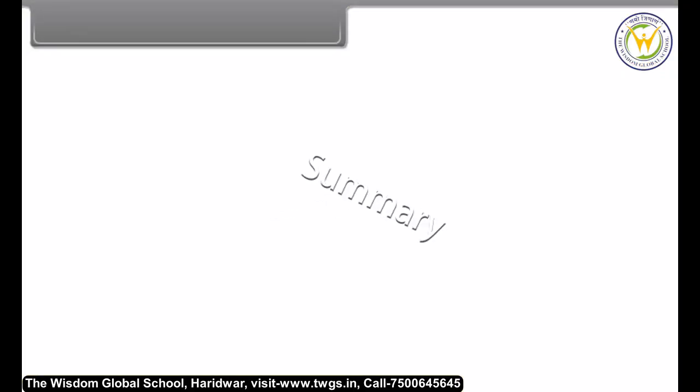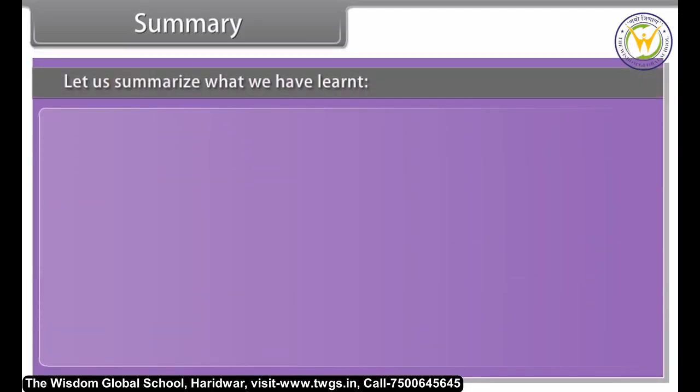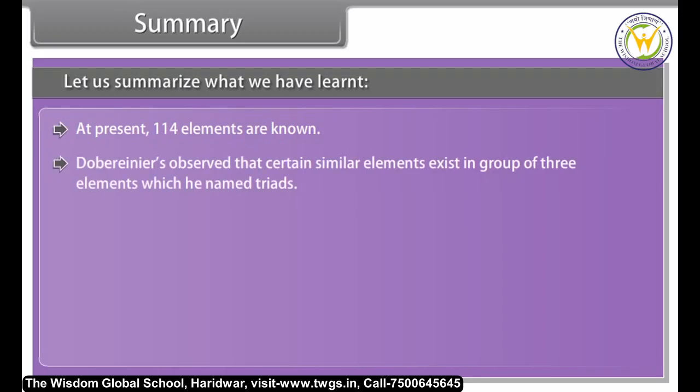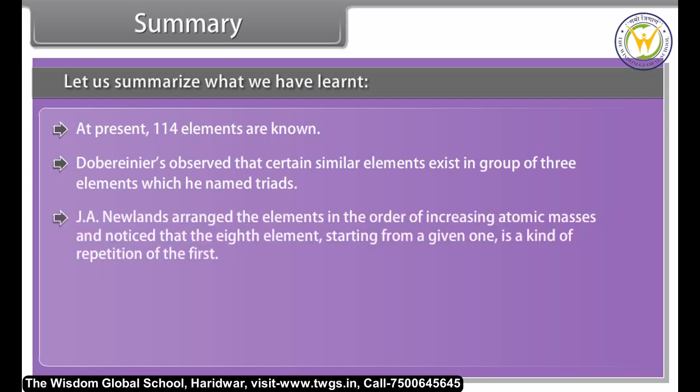Summary. Let us summarize what we have learnt. At present, 114 elements are known. Döbereiner observed that certain similar elements exist in groups of three elements, which he named triads. J. A. Newlands arranged the elements in the order of increasing atomic masses and noticed that the eighth element starting from a given one is a kind of repetition of the first.